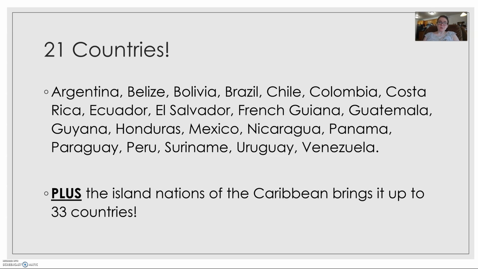Just like we've talked about the American Revolution, the French Revolution, those kicked off an era called the Age of Revolutions, and now we're going to look at what did that look like in Latin America.